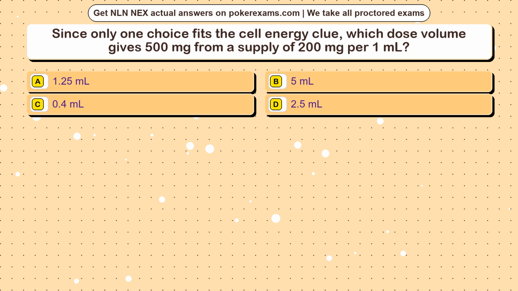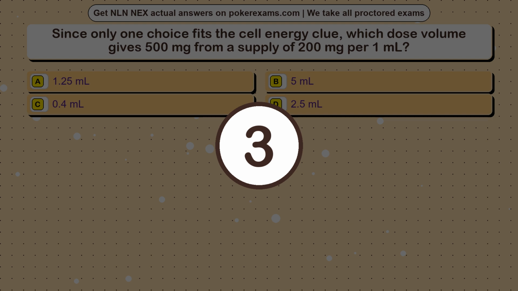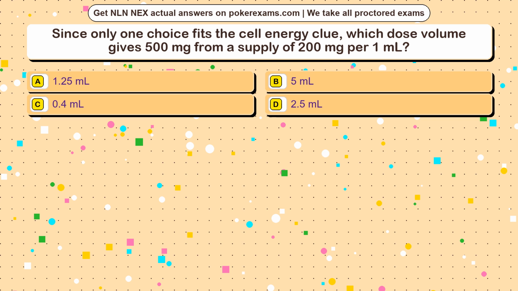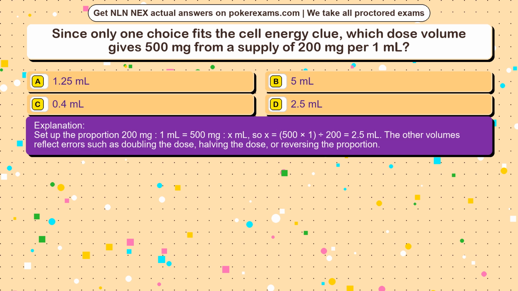Option A, 1.25 ml. Option B, 5 ml. Option C, 0.4 ml. Option D, 2.5 ml. The correct answer is option. Set up the proportion 200 mg over 1 ml equals 500 mg over x ml, so x equals 500 times 1, divided by 200, equals 2.5 ml. The other volumes reflect errors such as doubling the dose, halving the dose, or reversing the proportion.